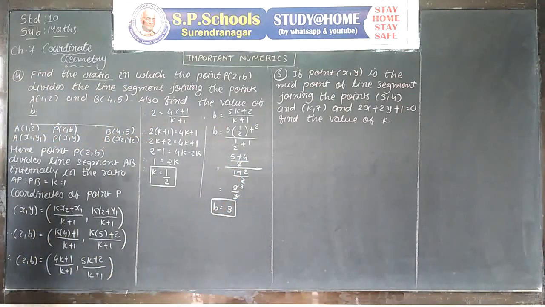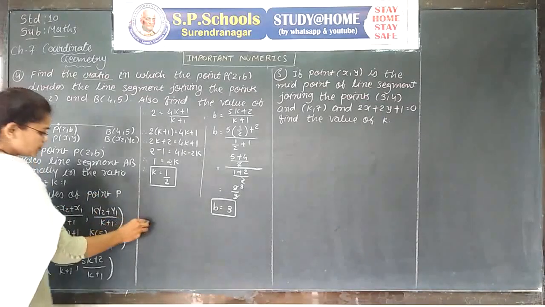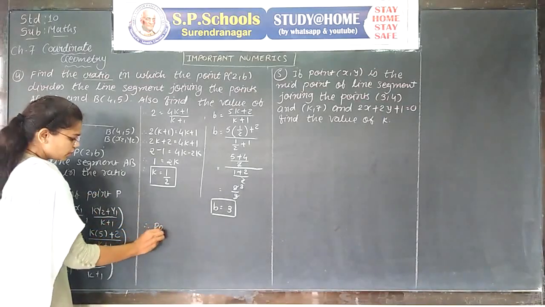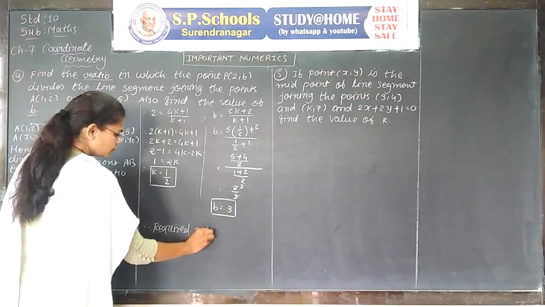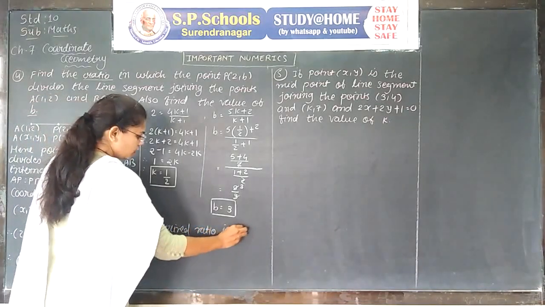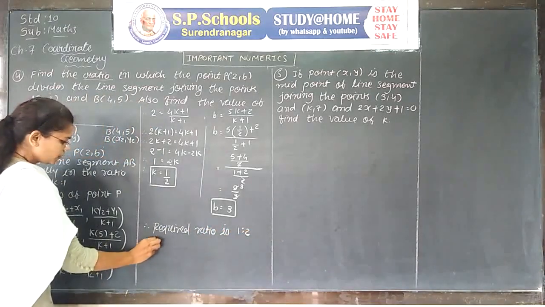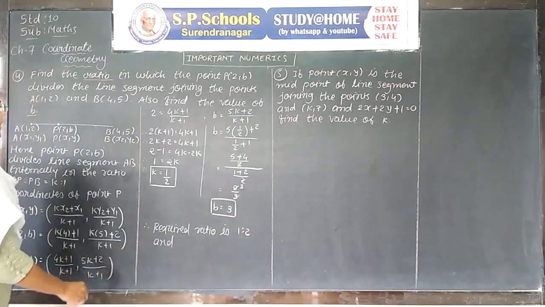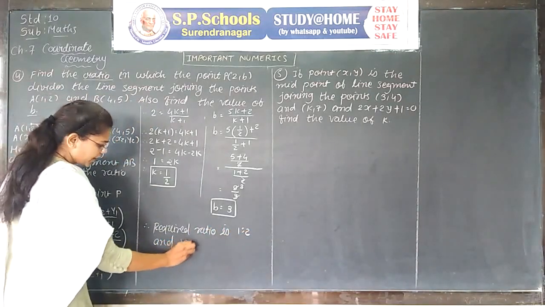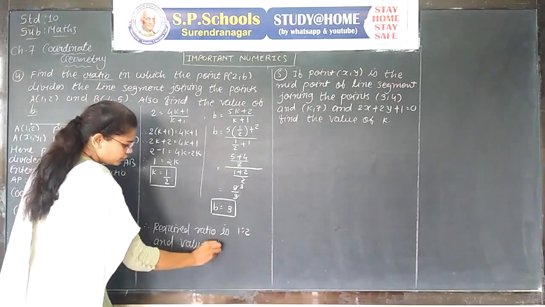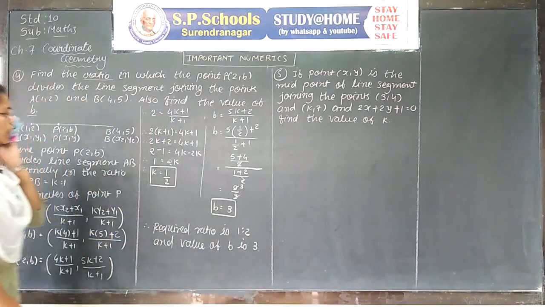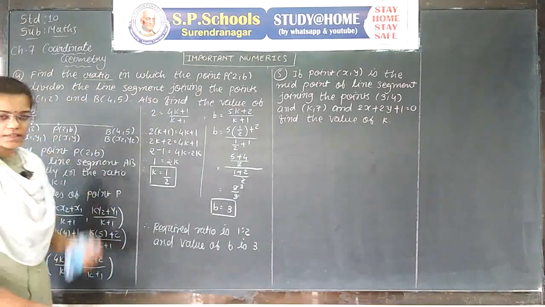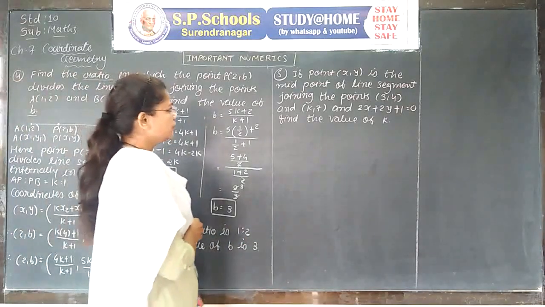Here both questions are completed. The first, the ratio, means the required ratio. Therefore, the required ratio is 1:2 and the value of b is 3. Hence the fourth question is completed. Let us see the next, the fifth question.